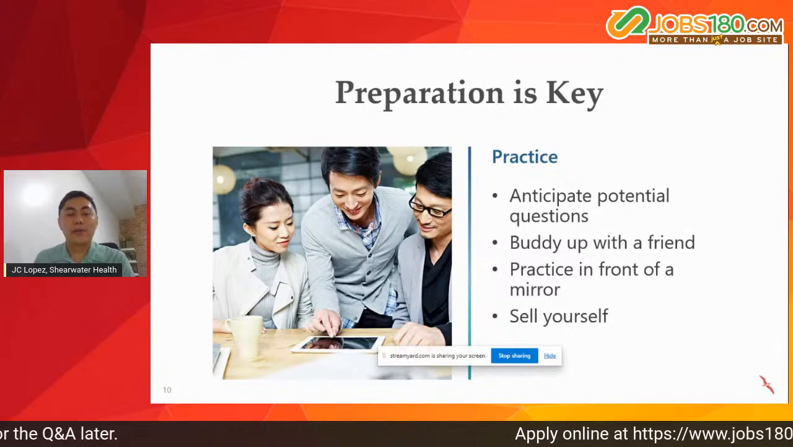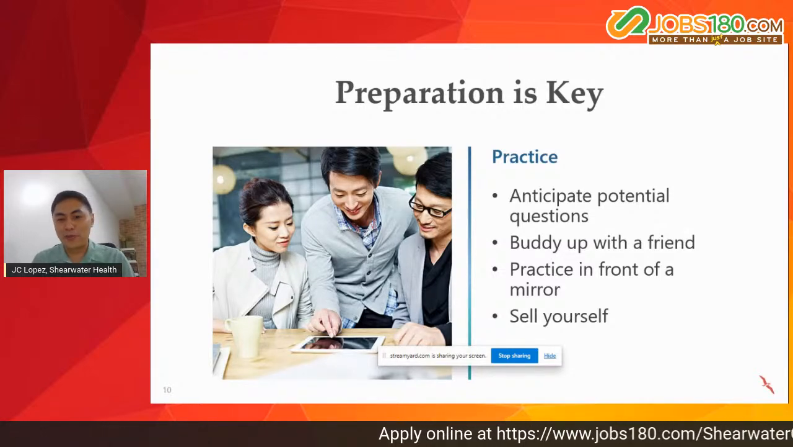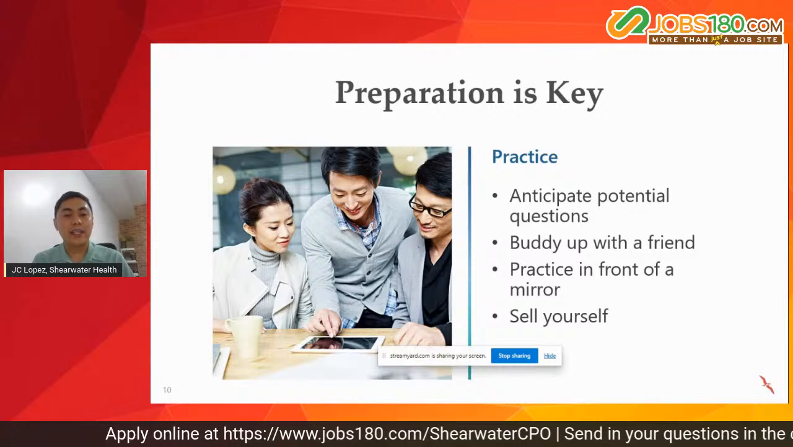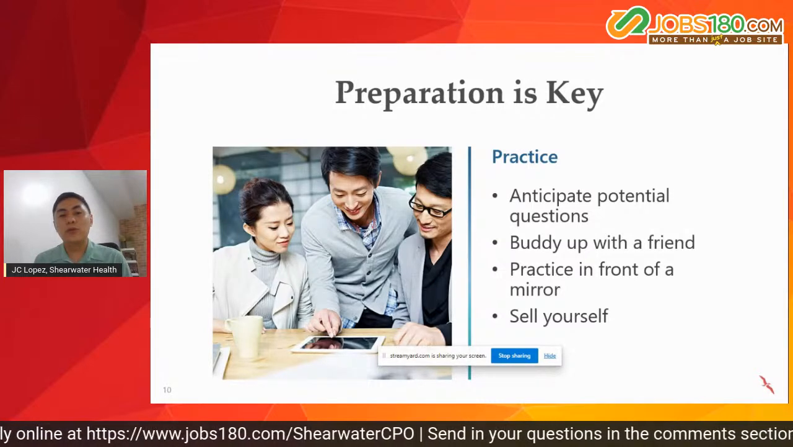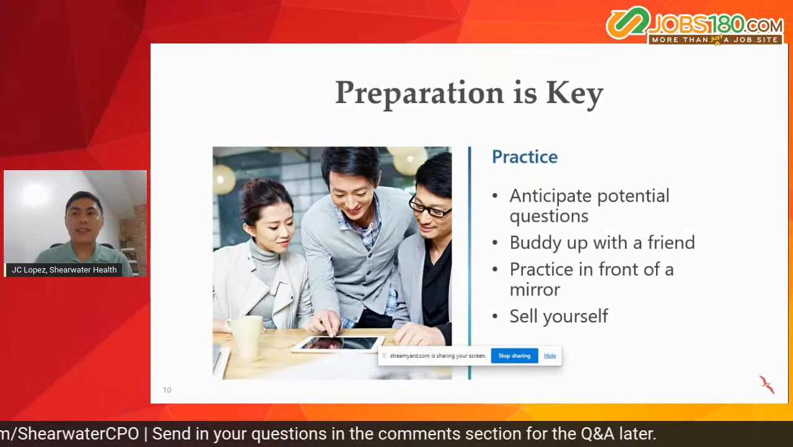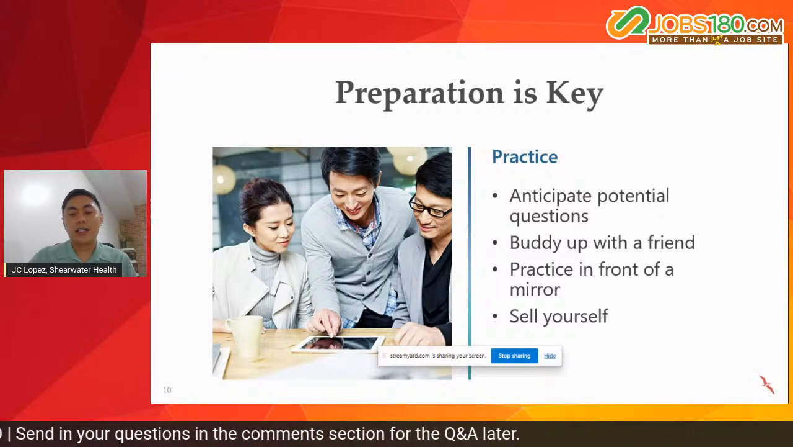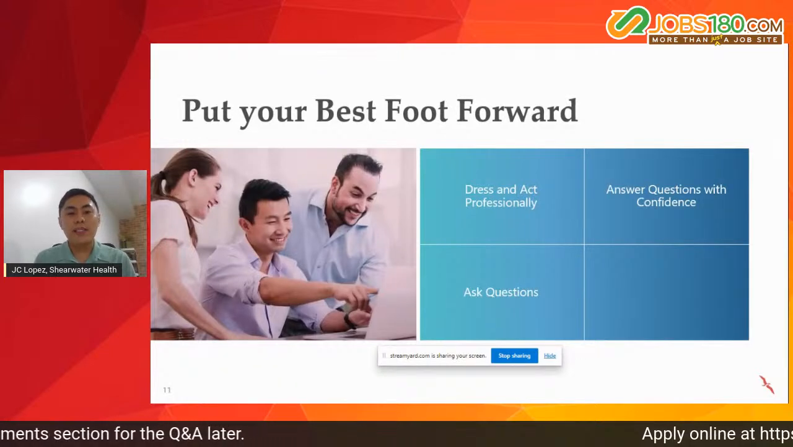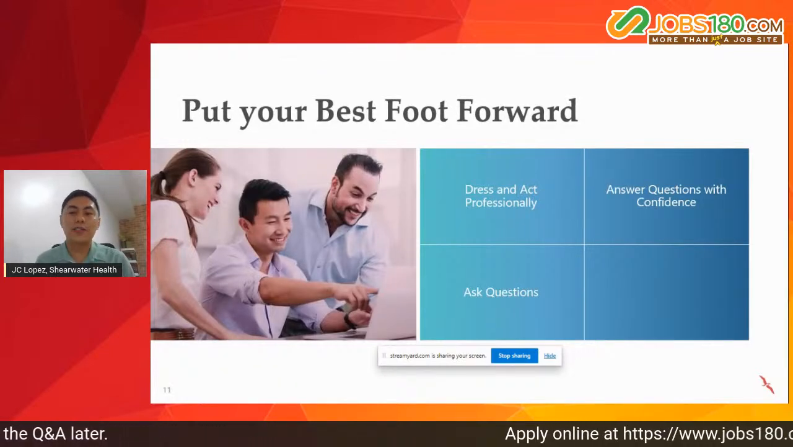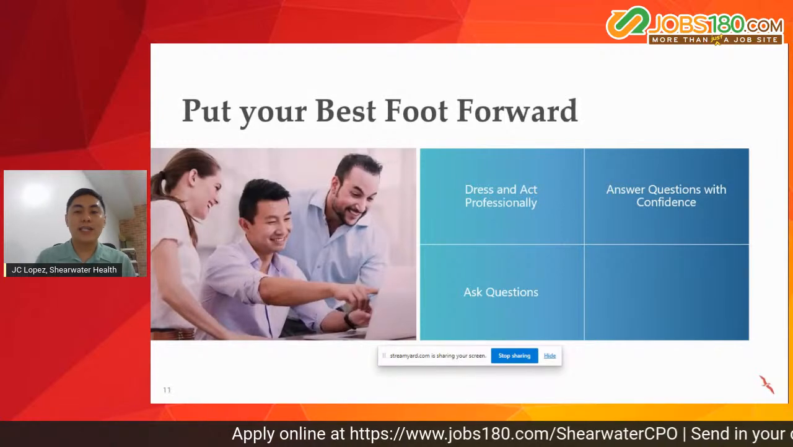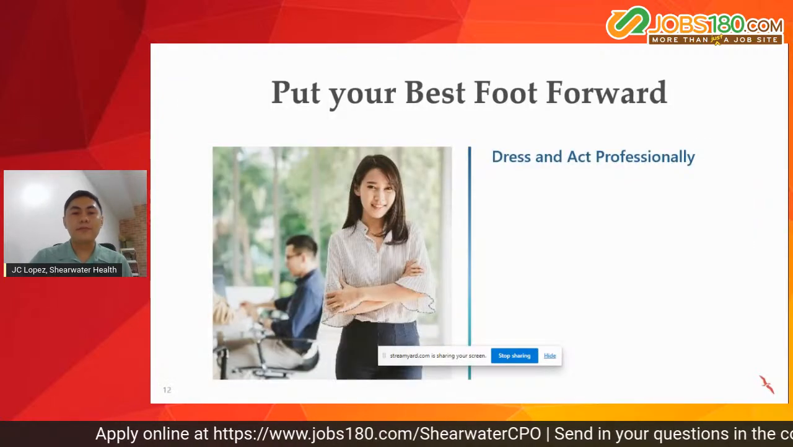Okay? Meron bang defects yan? Meron ba yung areas for improvement? Meron ba yung kailangang konting training pa? So you have to again research about yourself, okay, and practice how you'd be able to deliver such answers. Okay. You put your best foot forward, you dress and act professionally, you answer the questions with confidence, and you ask questions.